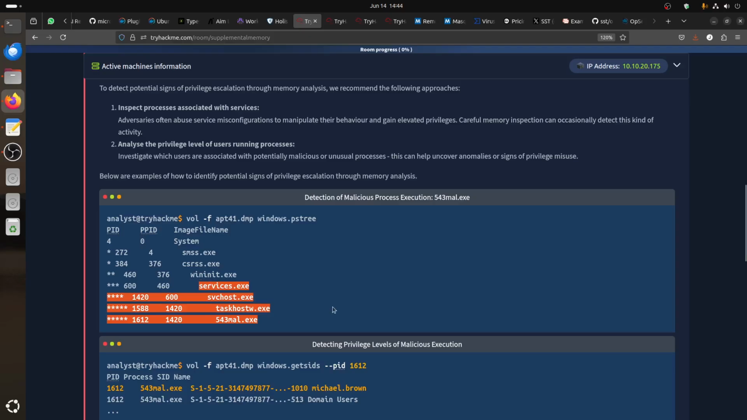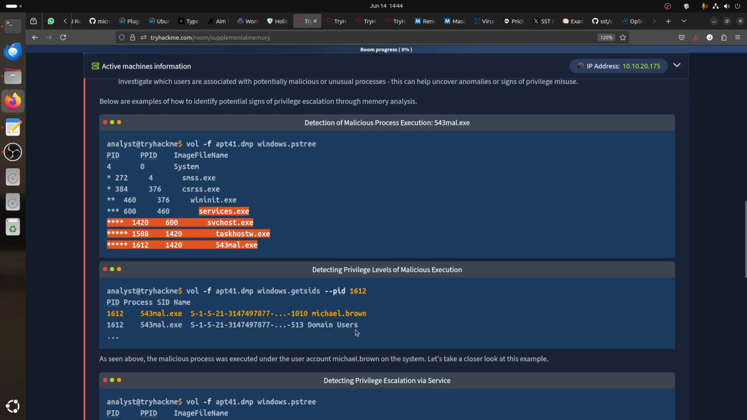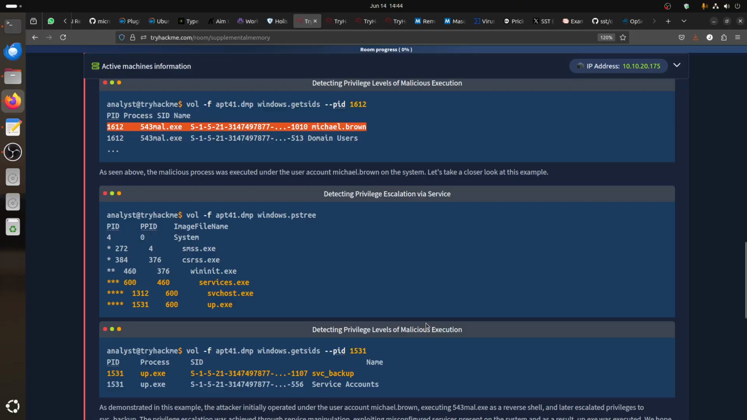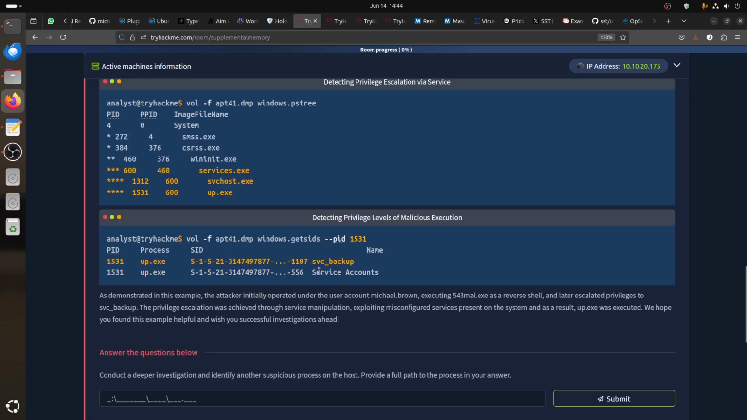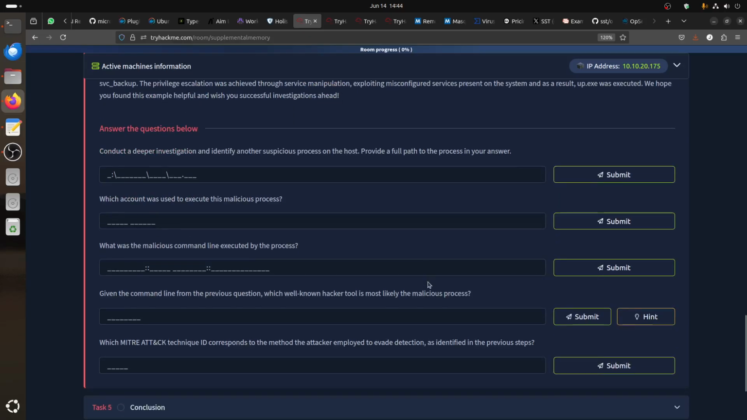We can see, for example, that it's running under Michael, and then we see another process. So if we check the process, we saw it is in high privilege. Now let's play. Conduct a deep investigation and identify another suspicious process and host. Provide the full path to the process in your answer.